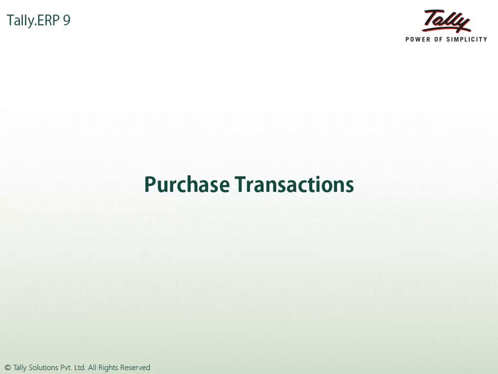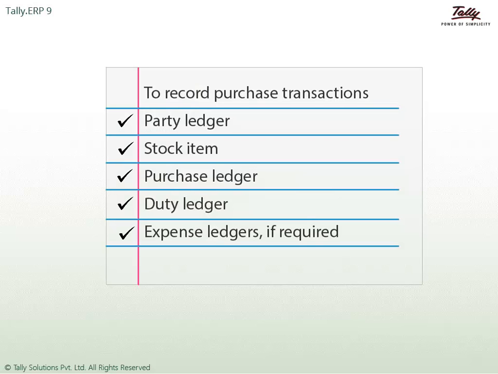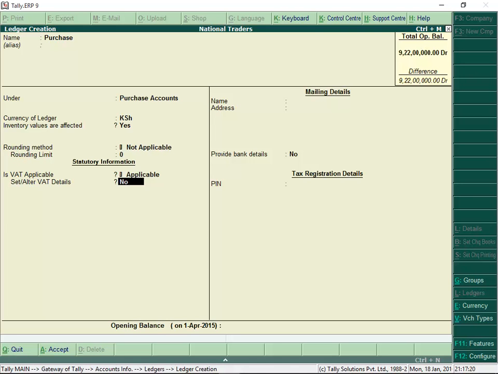This section will show you how purchases are recorded. We will create the required masters and record purchase transactions. We will create the required masters and record taxable purchases. Let us take a quick glance at the ledgers required to record a general purchase transaction. Let us create a purchase ledger, under Purchase Accounts.